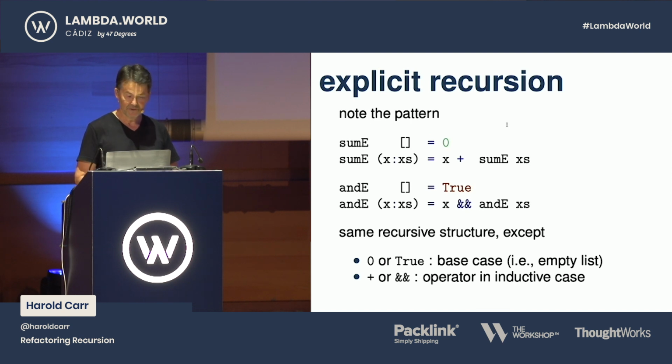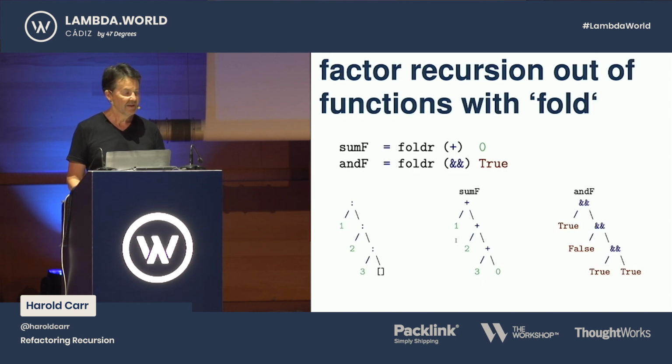So here's explicit recursion. Can you see the cursor there? I've just explicitly written a sum of a list of x's, and they both have the same pattern. When you get to the empty list, you have some base value. And then in the inductive case, when you have more things to look at, you apply whatever the operation is with the front of the list, and then you recursively call that. So they're the exact same pattern.